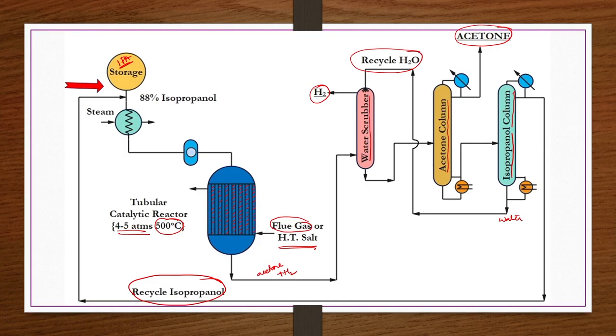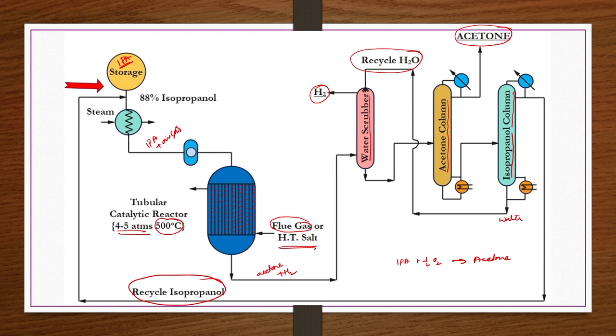Let us say if you wanted to do oxidation of isopropanol to get the acetone, because if you do the oxidation of isopropanol also, then you get acetone. For this process, what you have to do? The rest of the process is the same. What you have to do here is that along with the IPA, you also supply air or oxygen.